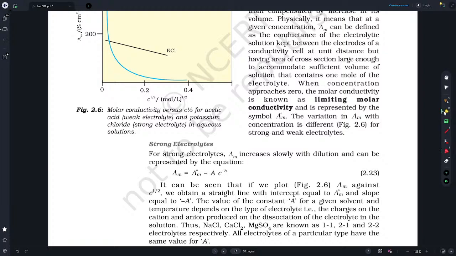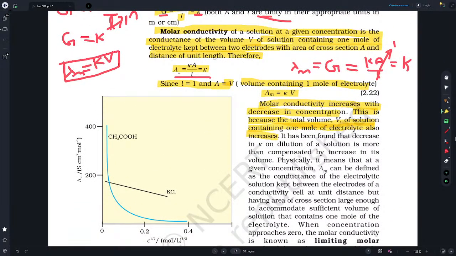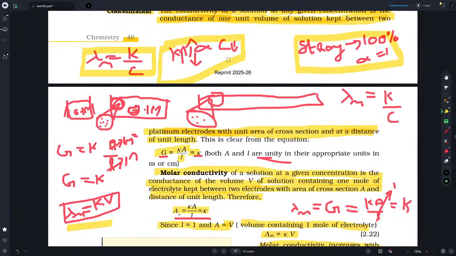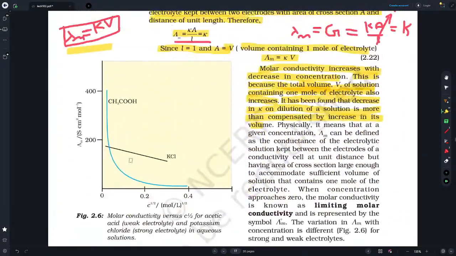That is what they will be giving here. Molar conductivity increases with the decrease in concentration. This is because the total volume V of a solution containing 1 mole of electrolyte also increases. As concentration decreases, volume increases because we are diluting the solution. It has been found that the decrease in conductivity on dilution of solution is more than compensated by the increase in its volume, because we see that molar conductivity depends on conductivity as well. As conductivity depends on concentration, as concentration decreases and volume increases, molar conductivity should decrease, right? But we see that volume is increasing, so it is seen that on dilution, the decrease in conductivity is more than compensated by the increase in its volume.